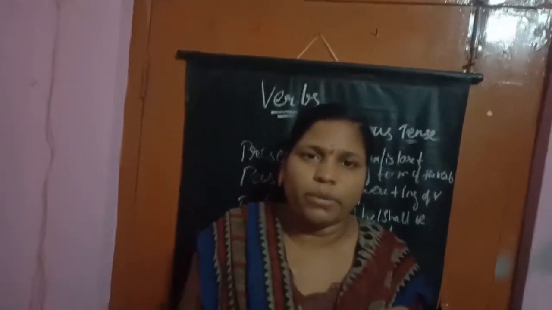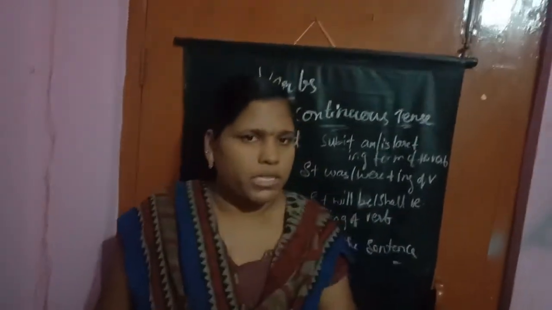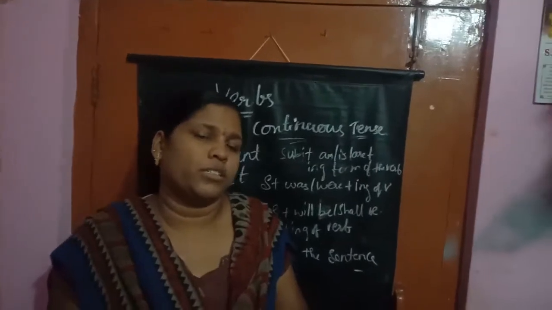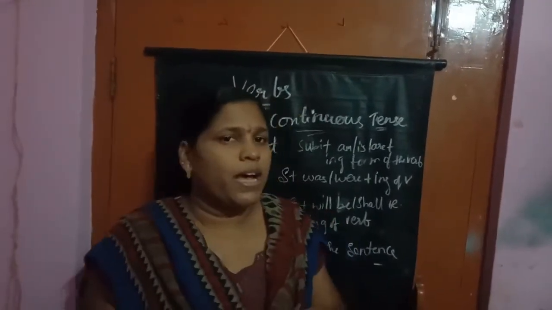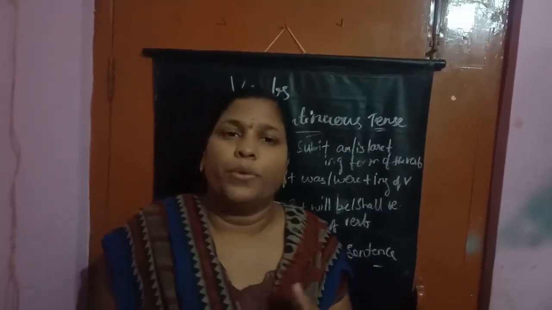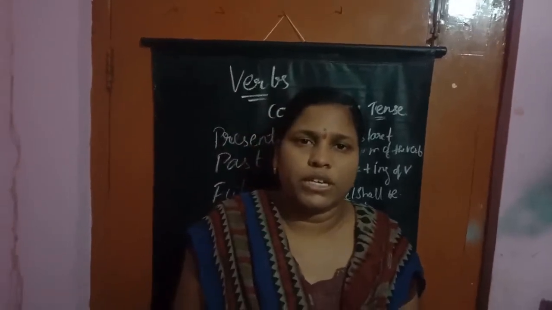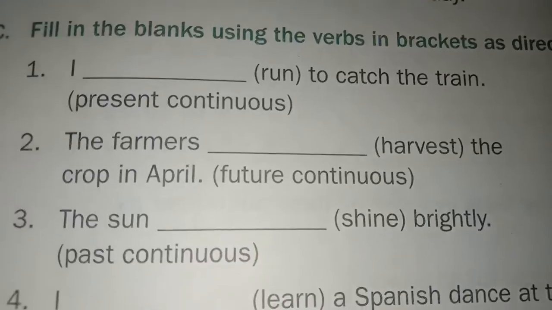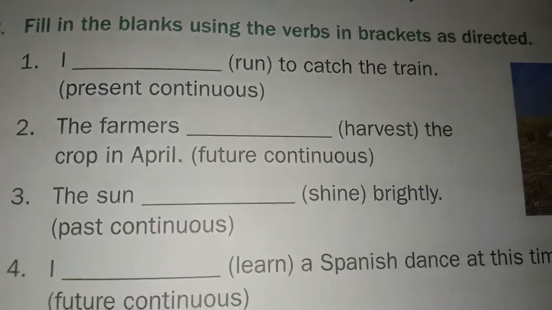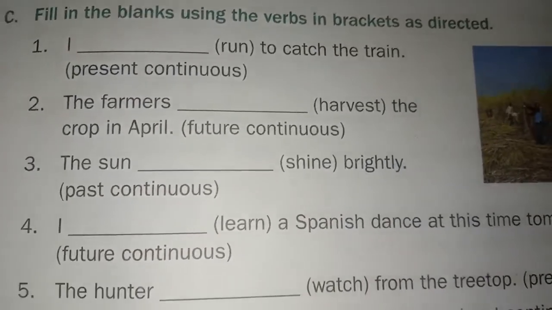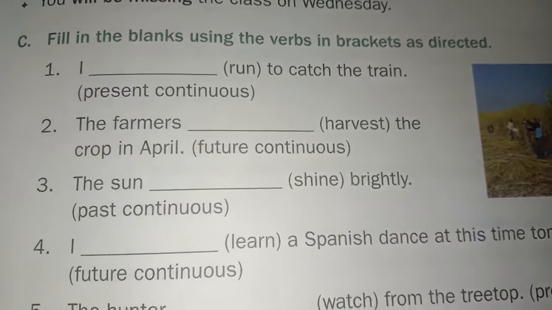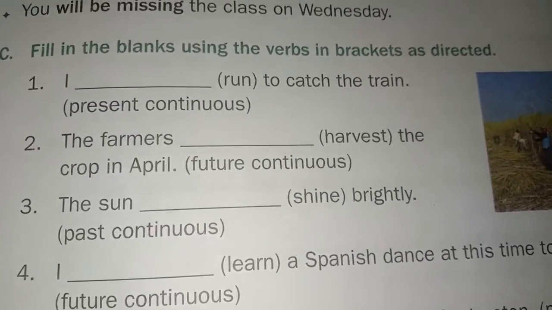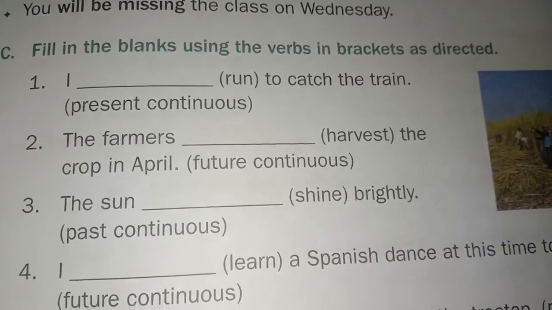Understood, children, everyone? Present continuous, past continuous, future continuous, simple present, simple past, and simple future. Now do the worksheets. I will give you the worksheets. Do the worksheets properly. Okay, children? See, children, A: fill in the blanks using the verbs in the brackets as directed. First one: I dash run to catch the train.